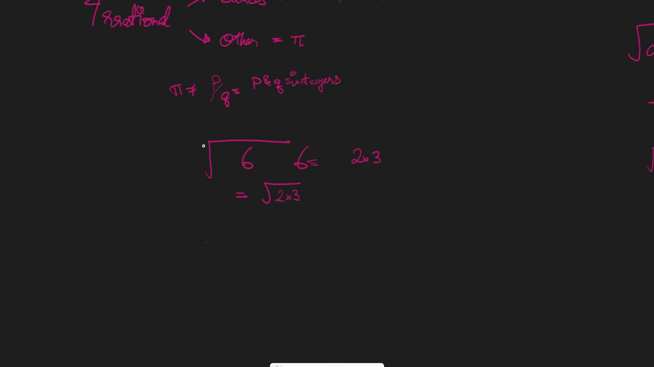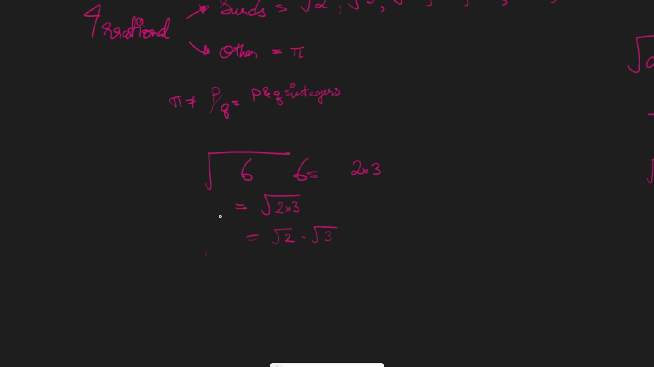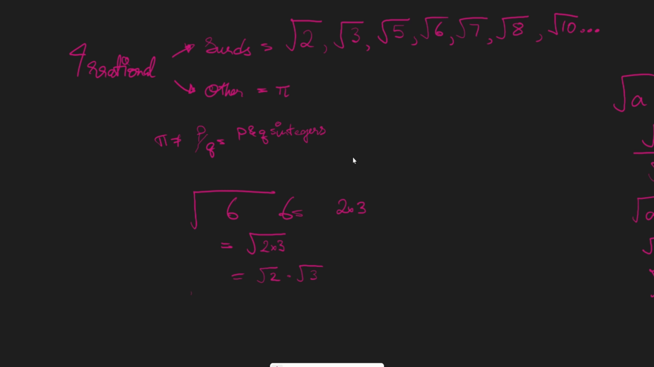So coming back to our problem here, root 6 can be written as 2 times 3, so root 2 times root 3, looking at our rules from earlier. This is a surd, quite easy. Root 2 times root 3 can't be simplified, so this is the simplest form.